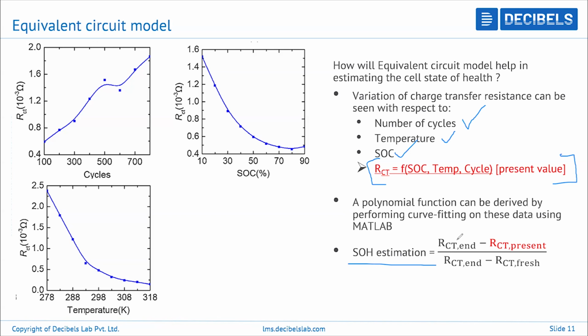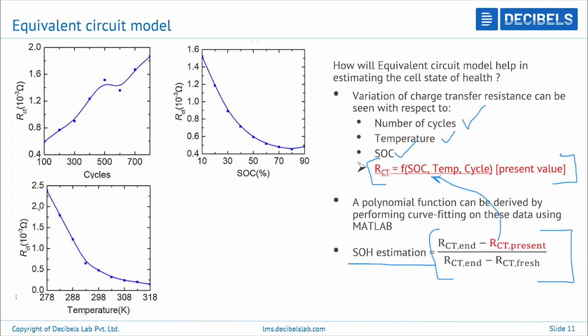SOH estimation can be represented utilizing this equation. The RCT observed at the very end of its life, usually at 80% capacity, that is the charge transfer measured at that point, minus the present value, which has been estimated from this function, divided by the difference between the end value and the fresh value. So this is how we are able to implement EIS data in an equivalent circuit model to estimate the state of health.